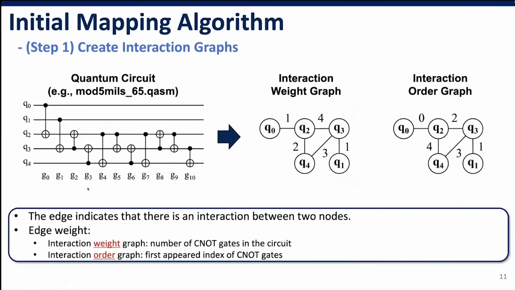The first step of our initial mapping is representing the circuit as a graph structure. So we create two interaction graphs. In both graphs, each node represents a logical qubit, and the edge indicates that there is an interaction between two nodes. The edge weight of the interaction weight graph corresponds to the number of CNOT gates in the circuit. And the interaction order graph uses the first appeared index of the CNOT gates. By using these two graphs, we determine our recursive graph matching order.